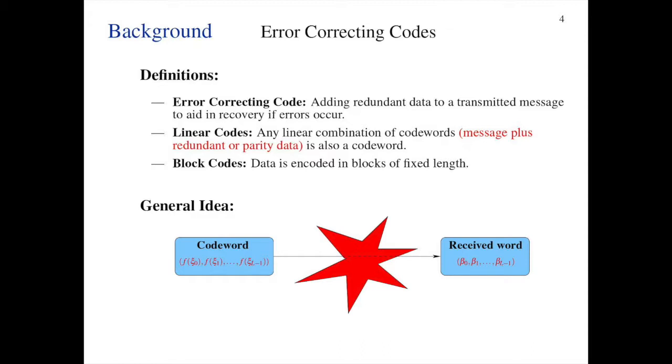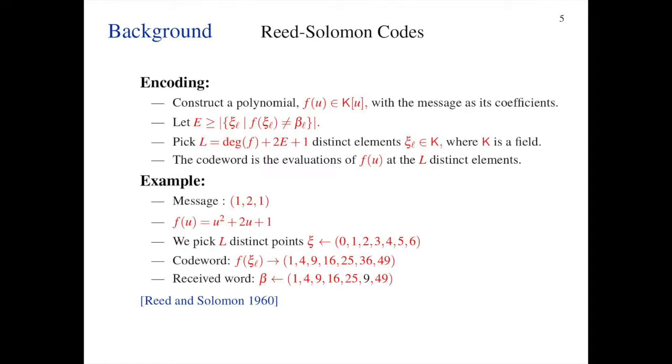So again, the idea is I have a code word, I'm sending it across a network, something happens, and I get a received word. It's possible that the received word is not exactly the code word that was sent. Under certain circumstances, we're able to recover the code word. So, a simple example of how we will view Reed-Solomon codes.